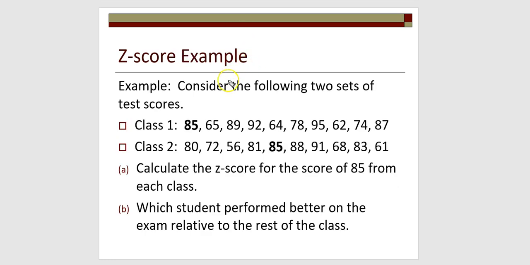Here, as we mentioned earlier, we have 2 classes and test scores from each class. Now let's calculate the z-score for the scores of 85 from each class. And then we'll ask ourselves which student performed better on the exam relative to the rest of the class. For class 1 and class 2, we need to calculate the mean and the standard deviation. Let's do that using Excel, or you can use a calculator also.